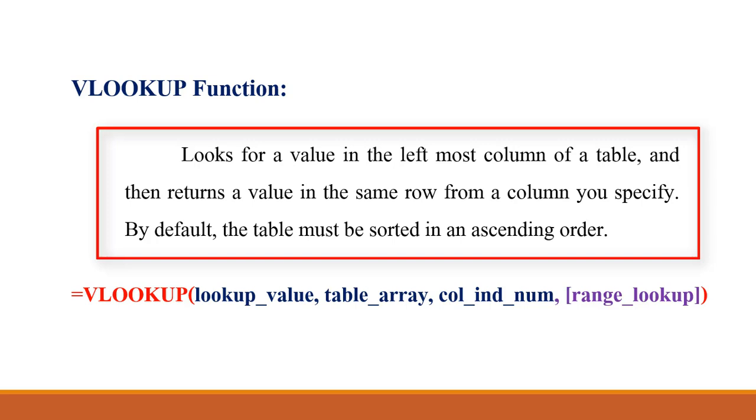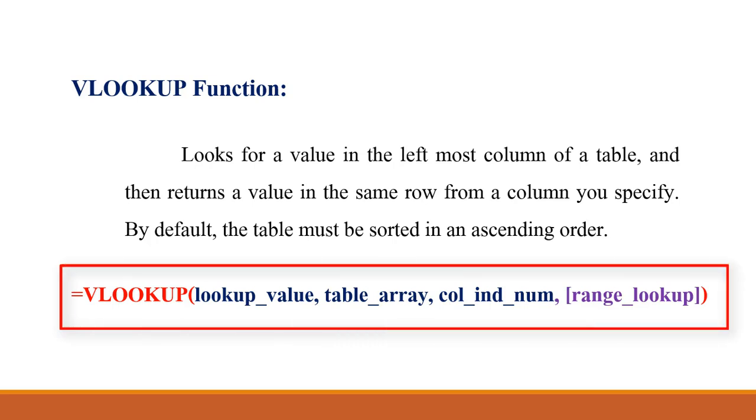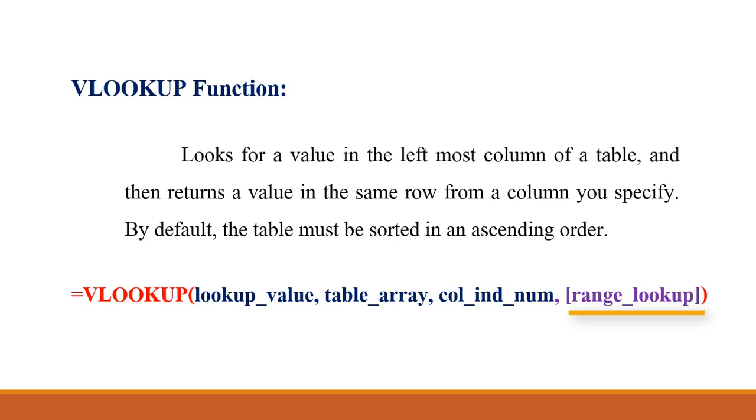Now we'll see the syntax of the VLOOKUP, meaning what arguments there are in the VLOOKUP. They are lookup value, table array, column index number and range lookup. See that the range lookup is placed inside square brackets. Anything placed inside square brackets is called optional. If you give that optional value, it gives an exact result. Otherwise, if you don't give that square bracket argument, it gives an approximate result. We'll see how it works.